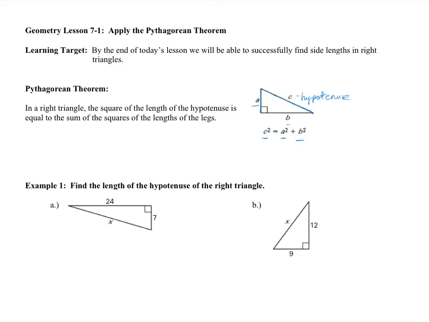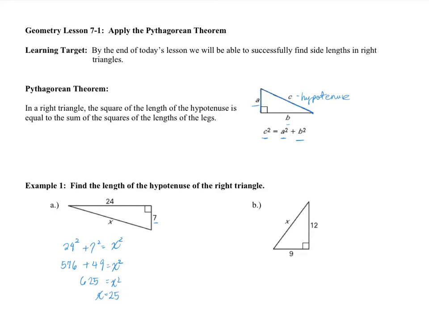Example 1. Find the length of the hypotenuse of the right triangle. So part A, we're given the side lengths of the legs. So we just take the square, 24 squared plus 7 squared. This would equal x squared. And then when we do the math, 24 squared is 576. 7 squared is 49. Then we add it together, it's 625. So x is equal to 25, which is very simple.